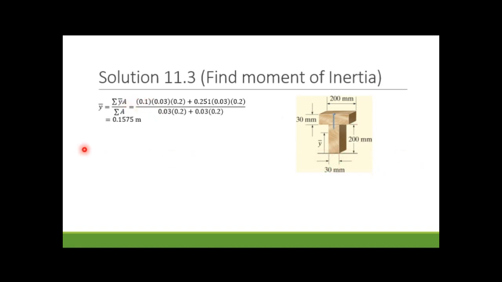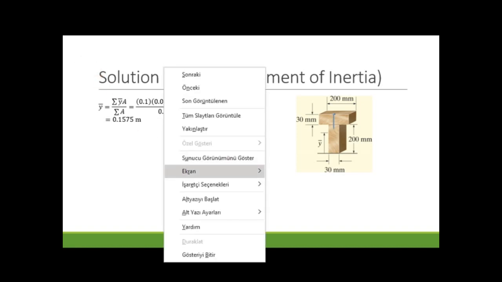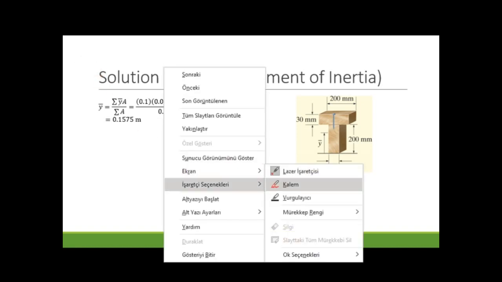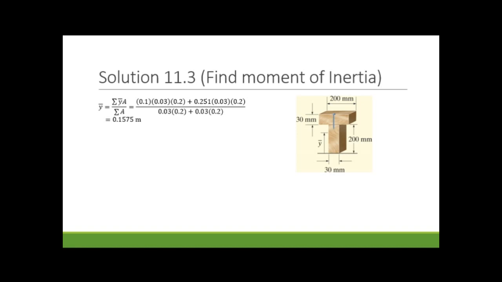From the reference line we find the y prime value. These are the dimensions; we converted them from millimeter to meter, and I obtained y prime is 0.1575. I think you don't have any trouble with that. Maybe I can explain this one more section, then you will continue. I want to explain what the meaning of 0.1, 0.03 and 0.2 is.